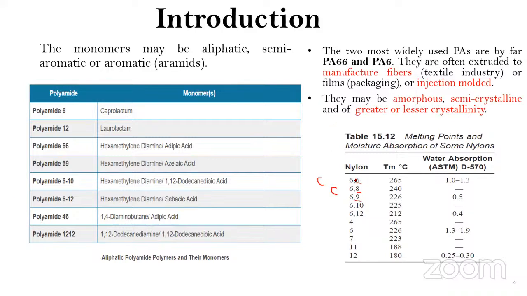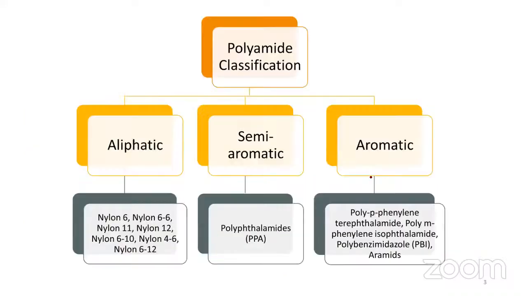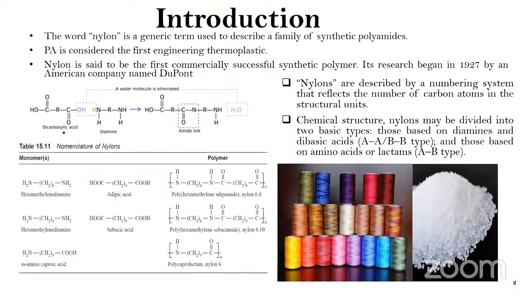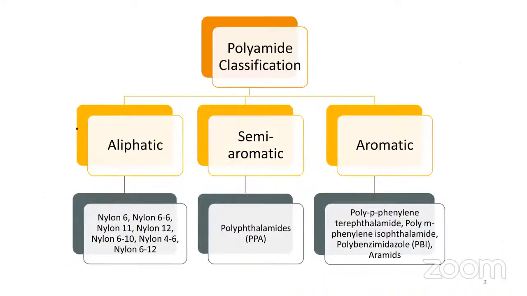What does this number represent, which group? Tell me. These represent which carbon group? This represents your dicarboxylic acid. This 6, 10, they all represent your acid group carbon.